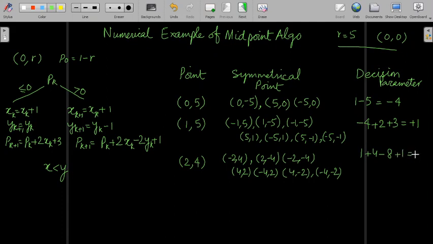So after calculating it, you get minus 2. So this time the decision parameter is negative. So for calculation of the next point, we will have to move towards this branch, where x is incremented, y is not changed. So the next point will be obtained by incrementing x and making no change in y.